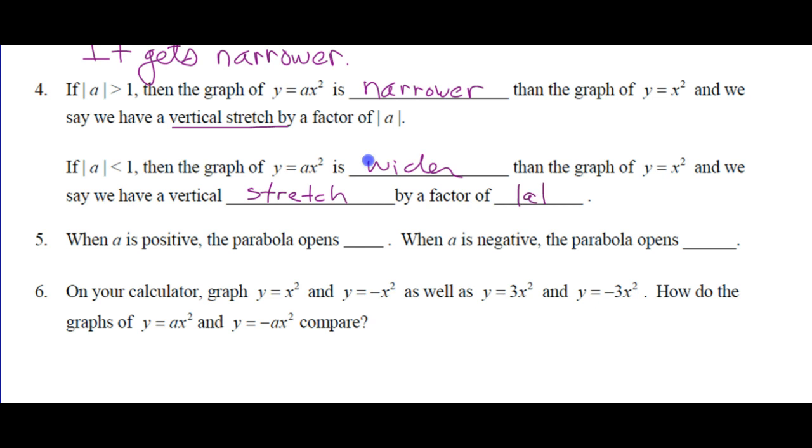Isn't life wonderful? If you ignore narrower and wider, you just say it's a vertical stretch by the absolute value of a. When a is positive, the parabola opens up. When a is negative, the parabola opens down, right? That's why we separate the sign out. We say, I don't care if it's positive or negative, that's telling me the direction of opening. Once I've dealt with that, then I can tell you it's a vertical stretch by a factor of whatever the number is, whether the number was positive or negative.